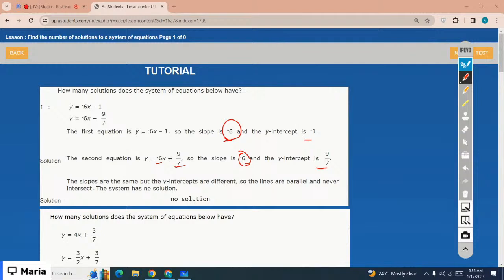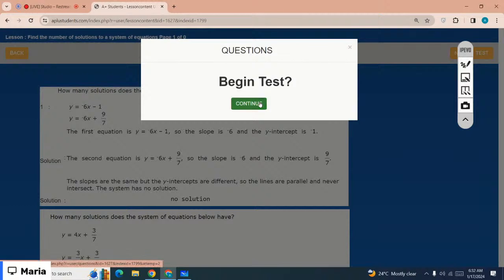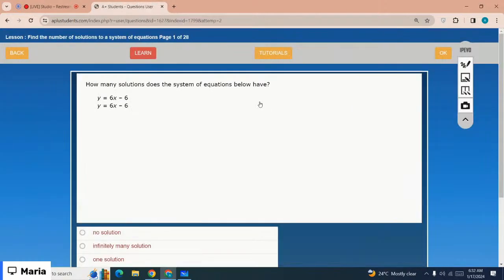Okay, let's just start with the test questions. The first one is how many solutions does the system of equations below have? y equals 6x minus 6 and y equals 6x minus 6. So which is the correct option? Both the equations are exactly same, right? They have same slope and same y-intercept. That means the system has infinitely many solutions. Got it?